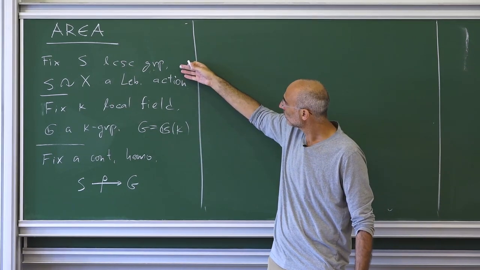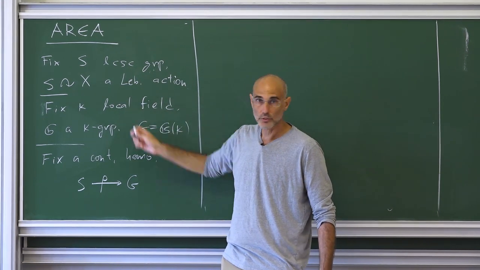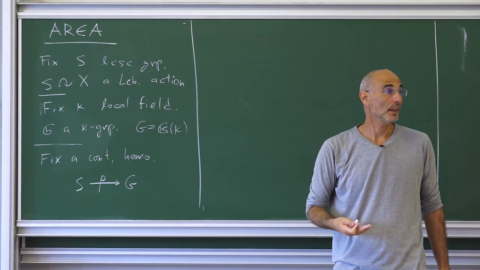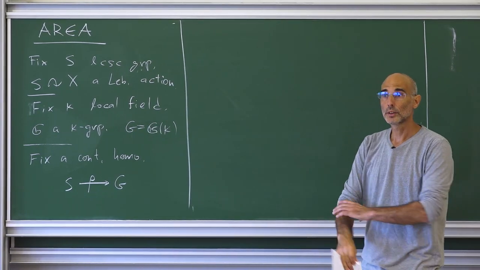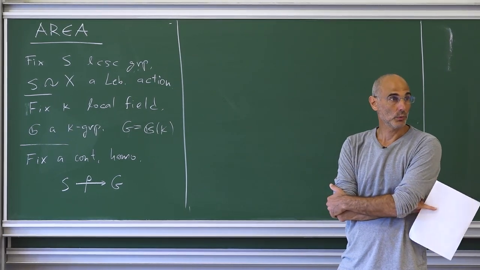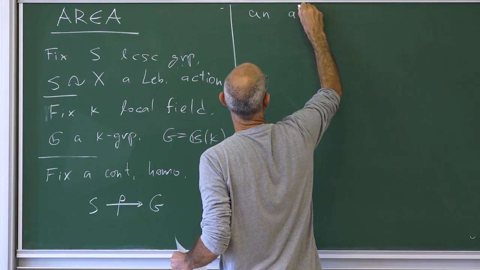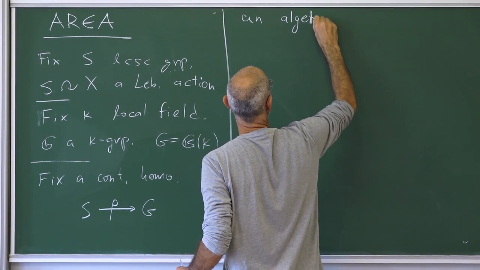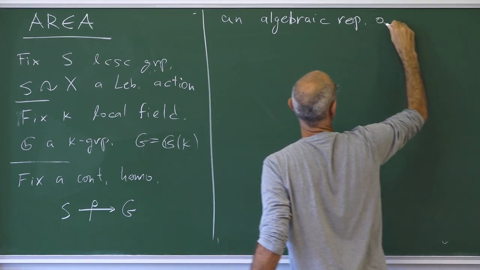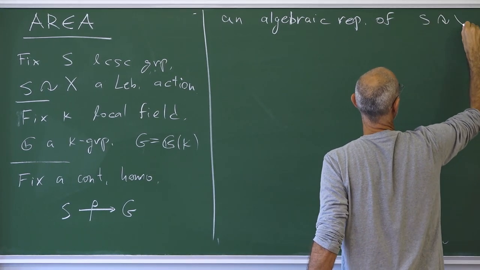And now I want, I mean, this is a fixed action, but also I want to discuss actions of G, algebraic actions, and somehow represent X, or the groupoid S acting on X in this algebraic world. So, an algebraic representation of S on X, of this ergodic action.